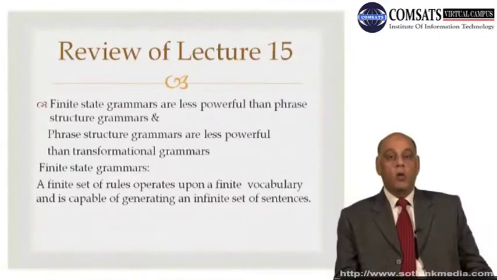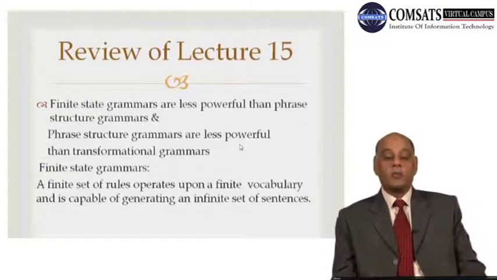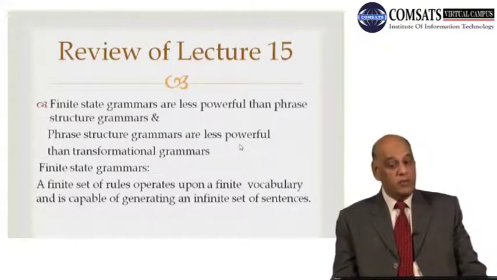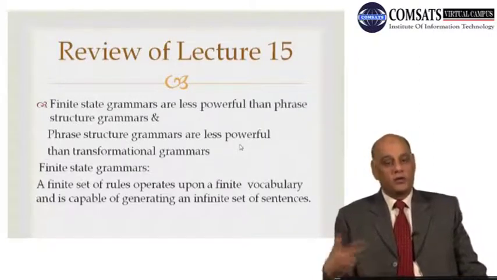But before we go on to the transformations, let's talk about what we did in the last part, the first part of TGG, the transformational generative grammar. We saw that there were three kinds of grammars that we discussed: the finite state grammars, the phrase structure grammars, and the transformational generative grammars. Finite state grammars are less powerful than the phrase structure grammars, and the phrase structure grammars are less powerful than the transformational grammars. Then we defined each one of them and looked at the way each one operates.